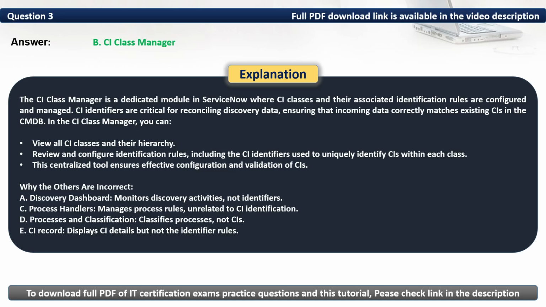In the CI class manager, you can view all CI classes and their hierarchy, review and configure identification rules, including the CI identifiers used to uniquely identify CIs within each class. The centralized tool ensures effective configuration and validation of CIs.